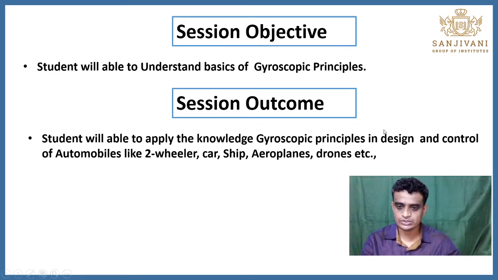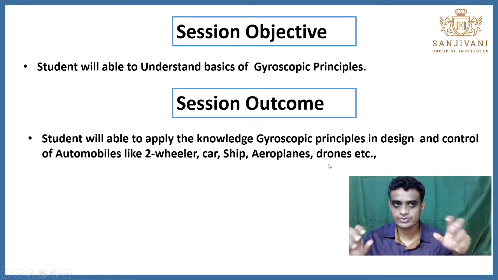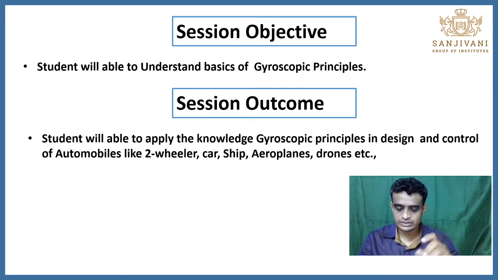In case of drones also you will find the application, because to change the orientation or the direction of that drone, we need to use this gyroscope with the accelerometer for changing the direction of the drones, that means quadcopters, etc.